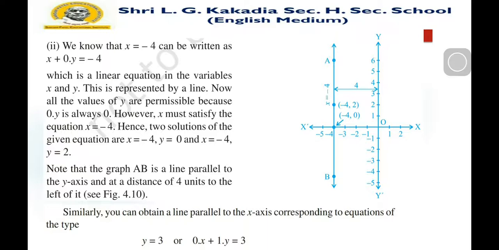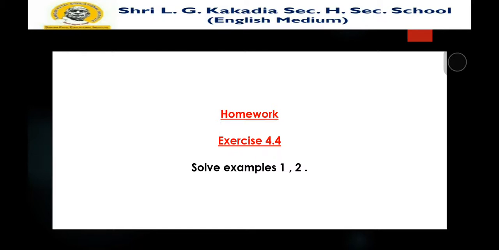So you take 0 into x plus 1 into y is equal to 3. Here the value of y will never change, but you can take any value of x, and it is permissible, because if you put any value of x in this equation, its term is equal to 0. So you always get the equation y is equal to 3. So it is a point on the y axis and you get a line parallel to the x axis. In this way you can solve some examples from exercise number 4.4. Solve examples number 1 and 2 given here. It is easy to draw a line parallel to the x axis or y axis.